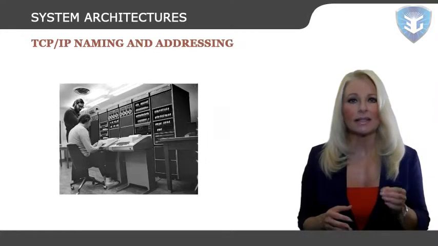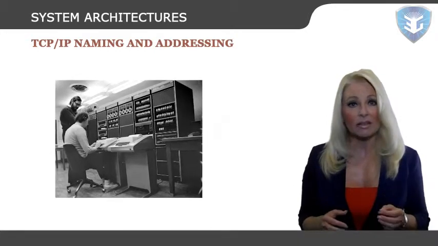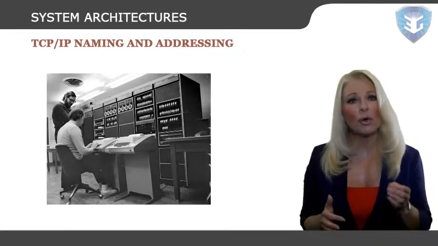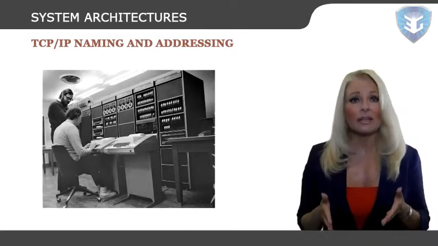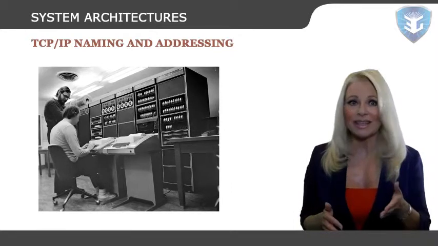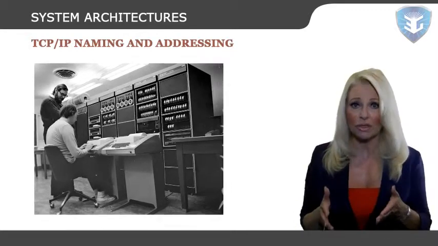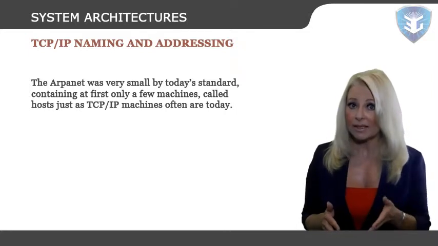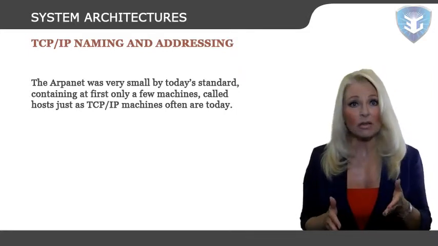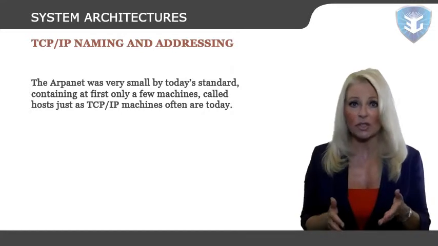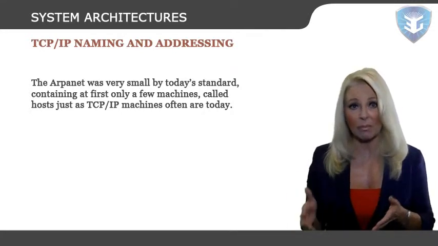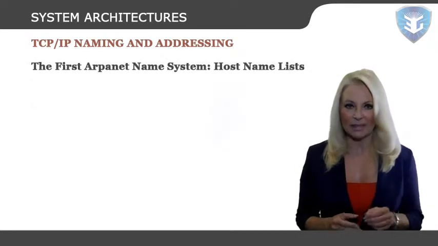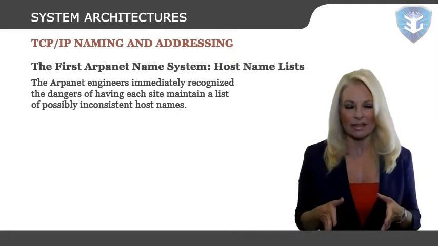In the late 1960s and early 1970s, when the predecessor of the Internet was being developed, it used older networking protocols that served the same function that TCP and IP do today. The ARPANET was very small by today's standard, containing at first only a few machines called hosts, just as TCP/IP machines often are today. The first ARPANET name system: host name lists.